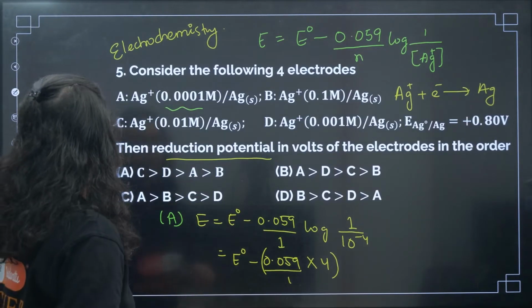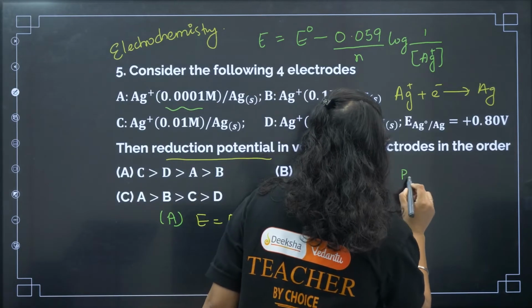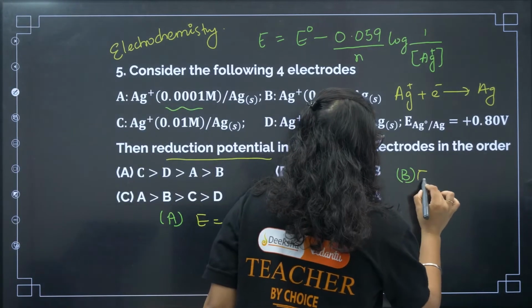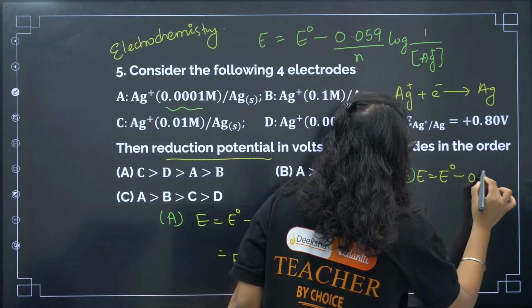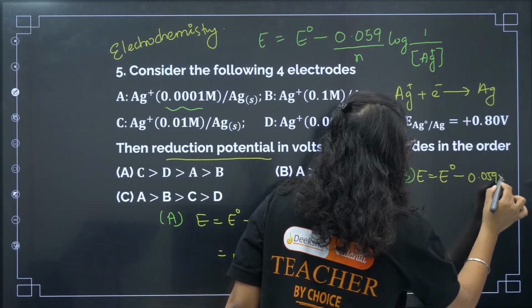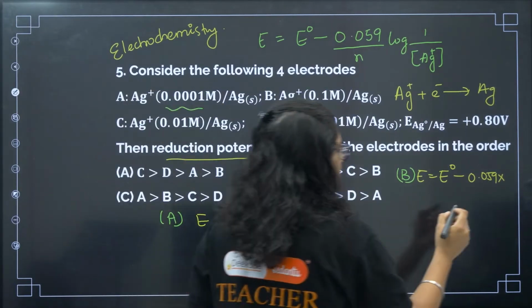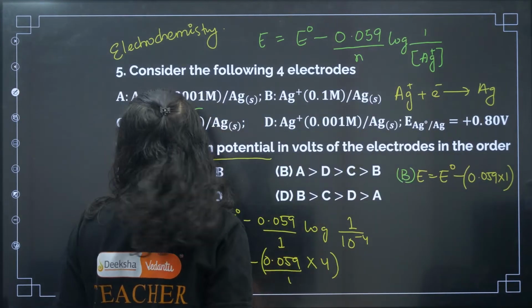Now similarly, if you do for all other options, so what I'll get for option number B, I'll not solve it now, I'll just write down the values. You can see for B, I'll get E equal to E naught minus 0.059 into, how many here it is? 10 to the power of 1 we get, so into 1, right? You just try this in this way, okay?